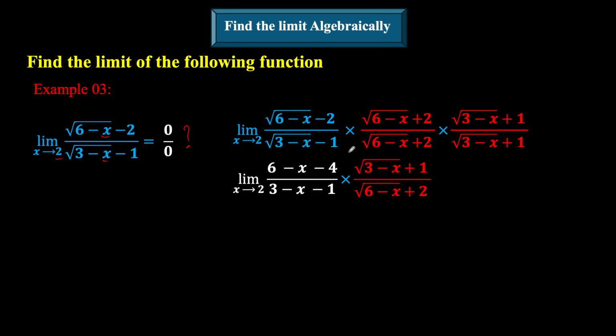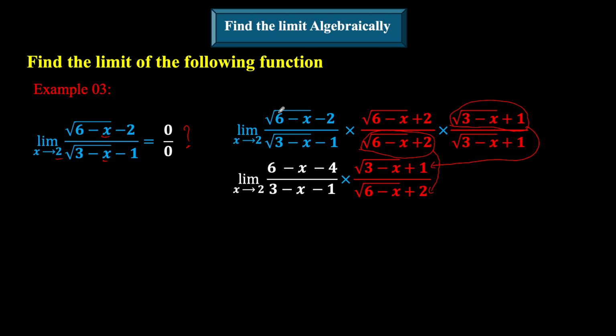Then we get this one. How do we get this? So what we do is we take this one here and we put it for the denominator, and we take this one here and we put it for the numerator. Then we multiply this by this one.